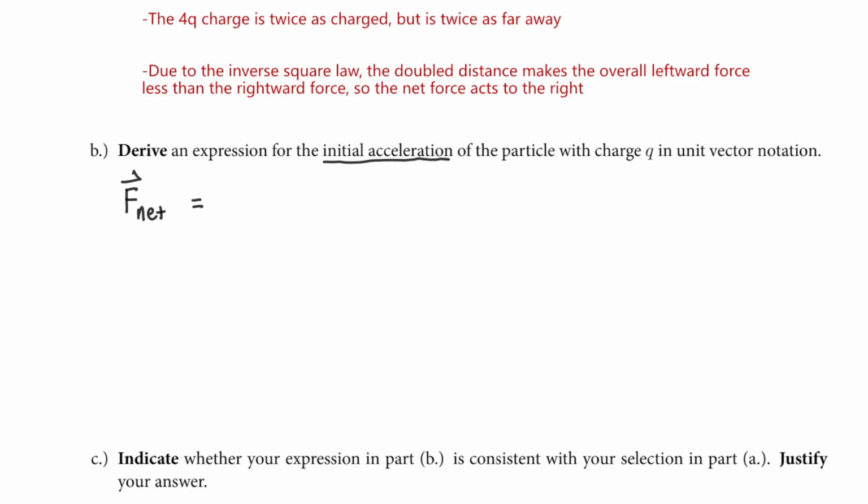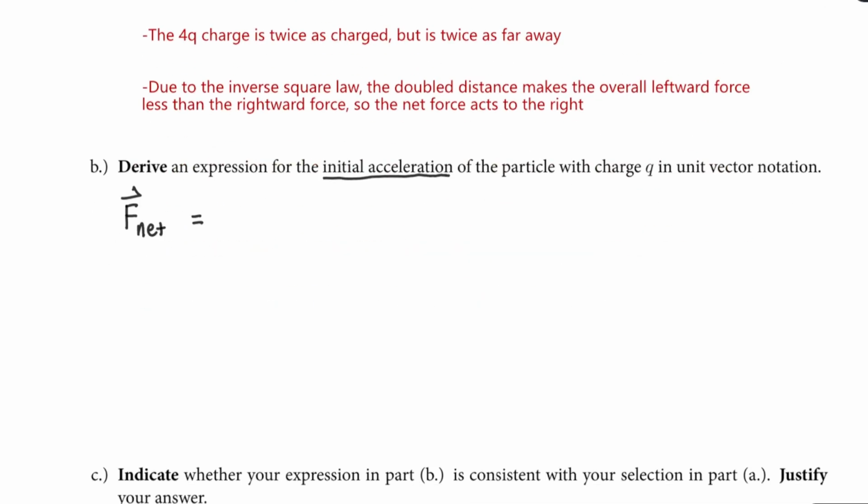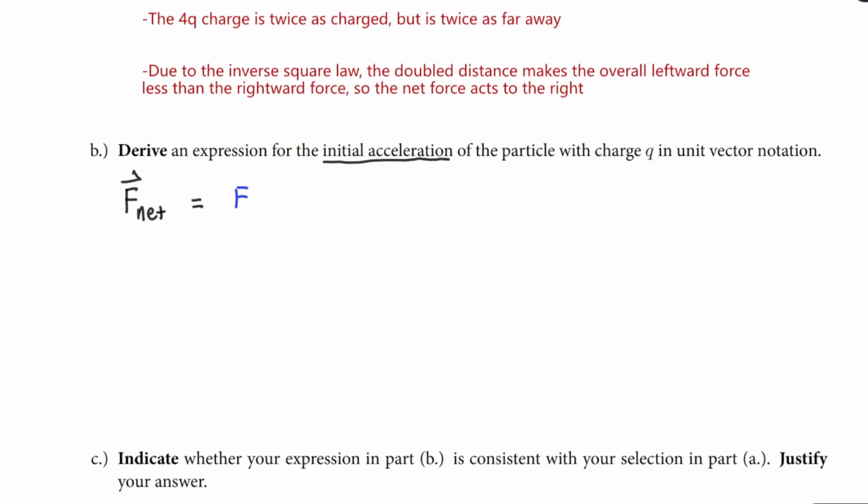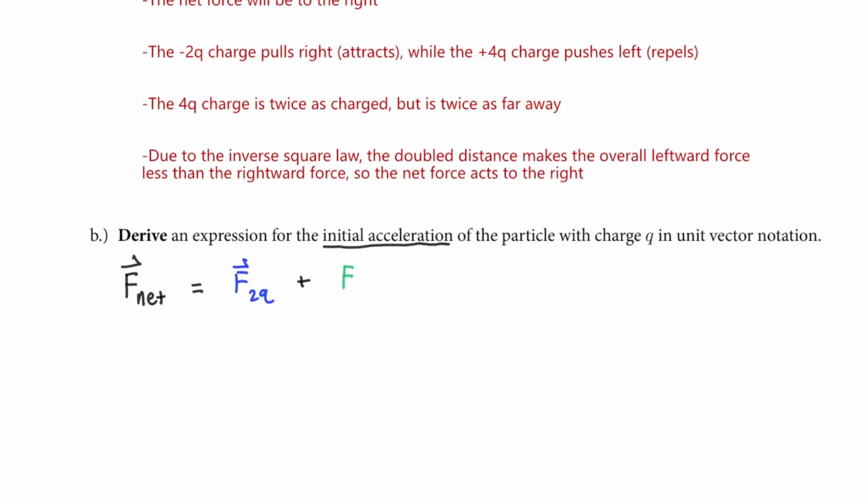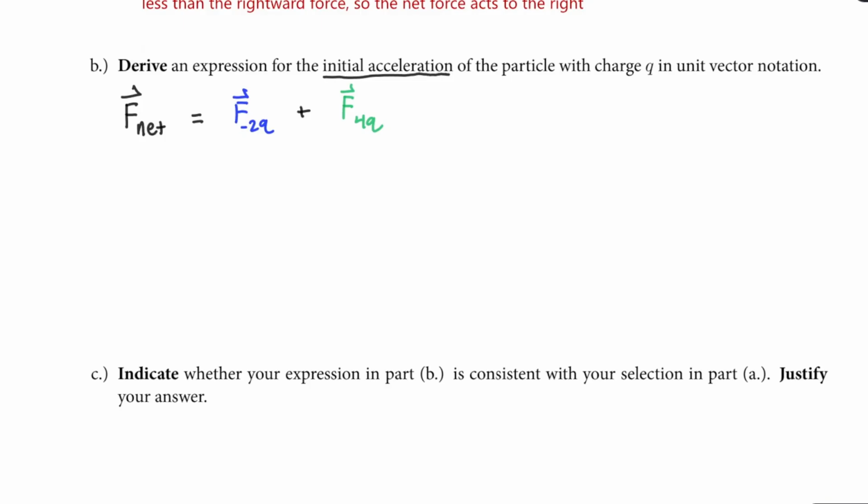So first, I do know that my net force is going to be the vector sum of the force from the 2q added with the force from the 4q. And here's where we will do stuff with some signs. So I'm going to attach some unit vectors to each of these now. So for my 2q charge, my force magnitude will be k times q times 2q, and it's just separated by a distance d.